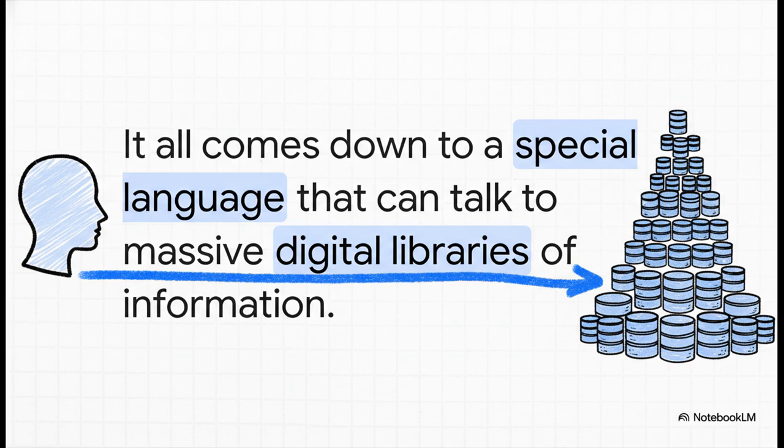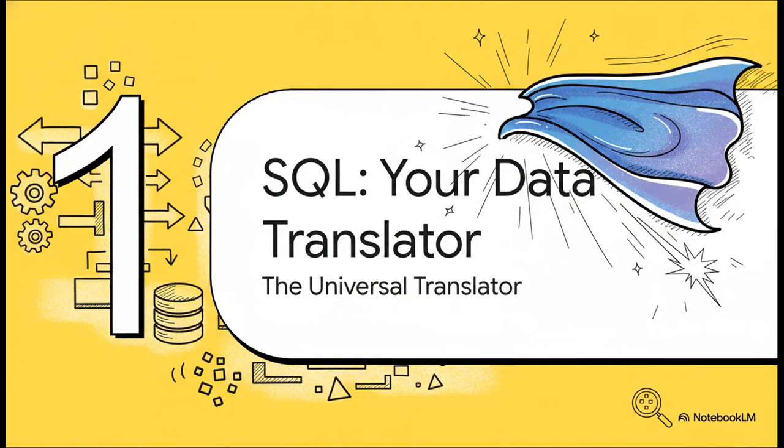And you can think of databases as these enormous, perfectly organized digital libraries that store pretty much every piece of information you can imagine. And that language, the one that acts like a universal translator for all this data, is called SQL. It's kind of the hero of our story today, and we're about to break down exactly what it is and, more importantly, how it works.